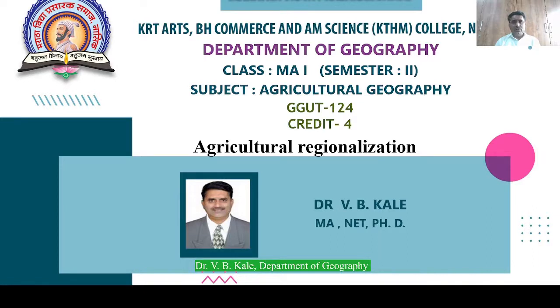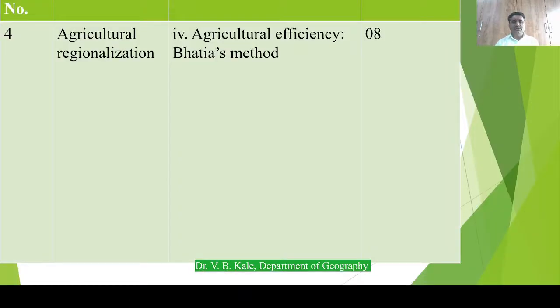Today we are going to see the next point in agricultural regionalization. In the previous lecture, we have seen how Kendall calculated agricultural efficiency. So let us see the next method, that is Bhatia's method of agricultural efficiency. In the previous lecture, we have seen what exactly agricultural efficiency means. Agricultural efficiency is nothing but the input output ratio in the agricultural field.